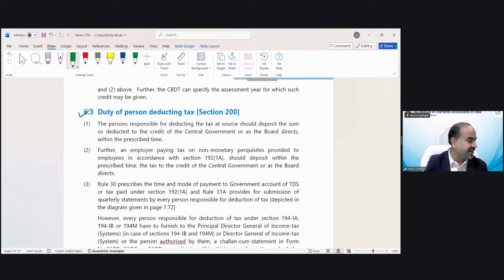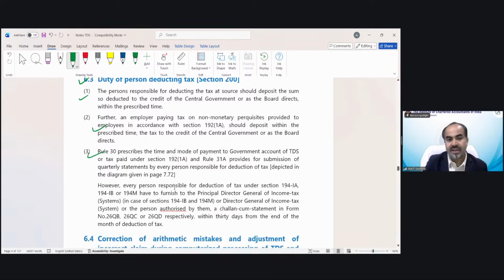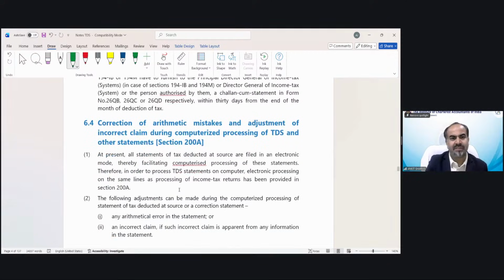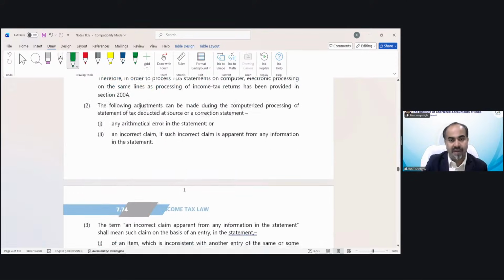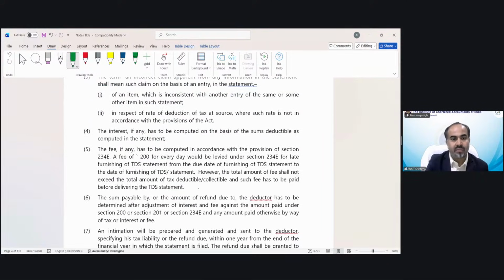If he did not file the return, then there would be a penalty upon it. Further, employer paying, rule number 30, provide detailed information. This is just for reading purpose. If there is any arithmetical mistake, then you can rectify it also.